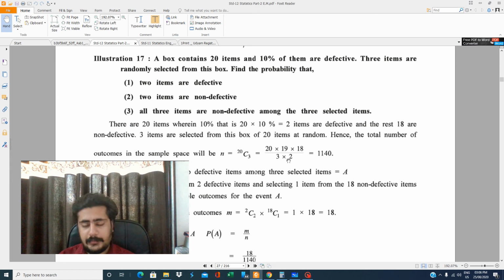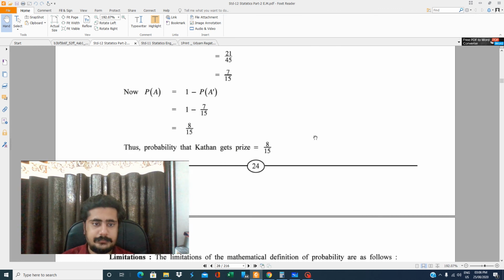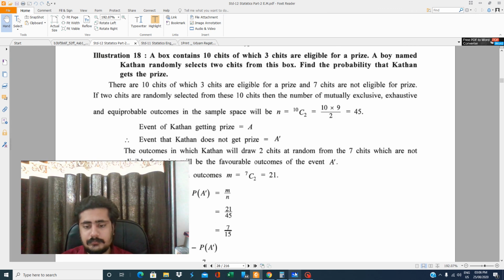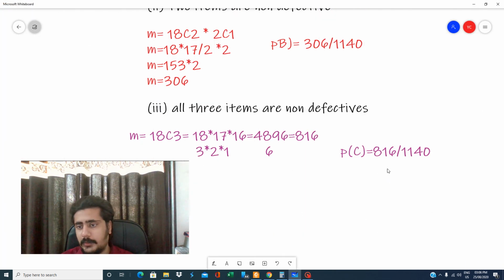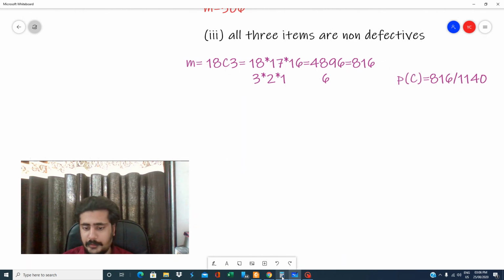Okay, so we have solved illustration number 17. Yes, you have to reduce these numbers if possible, as far as you can reduce.